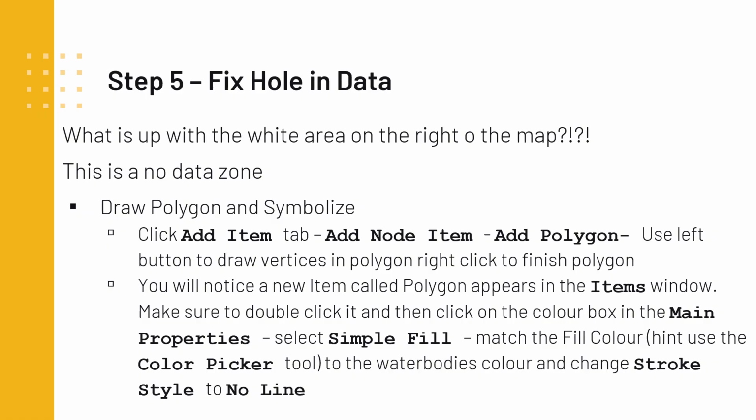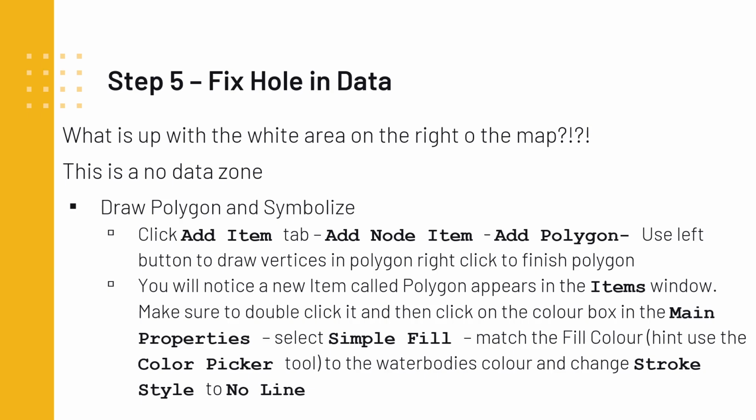What's up with this white area to the right of our map? Well, it turns out it's a no data zone, so the data just doesn't extend that far over. Okay, so what we want to do is just make it look like water, right? So make it disappear. In order to do that, we're going to draw a polygon over that area and symbolize it to match the water.